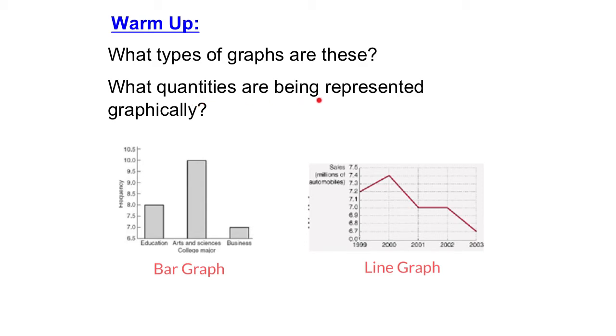Now what quantities are being represented graphically? Well, let's take a look here. We have education, arts and sciences, business. This is college majors and the frequency of people who took these majors. So we would say the quantities represented are college programs. For this one, we have sales in millions of automobiles, and this looks like years along the bottom. So we would say this is probably representing car sales.